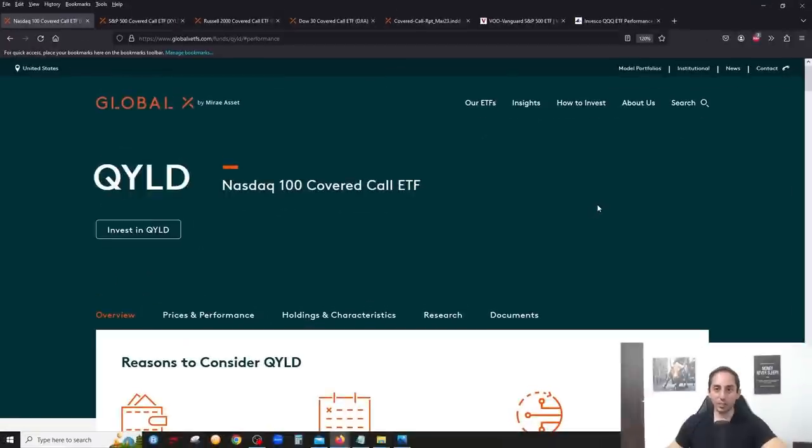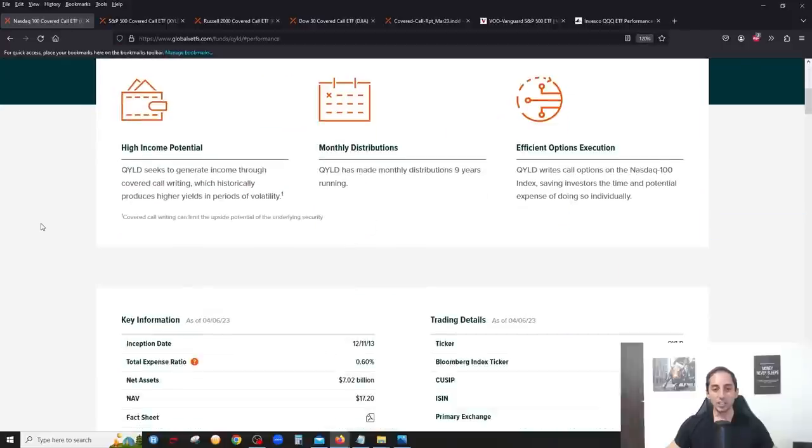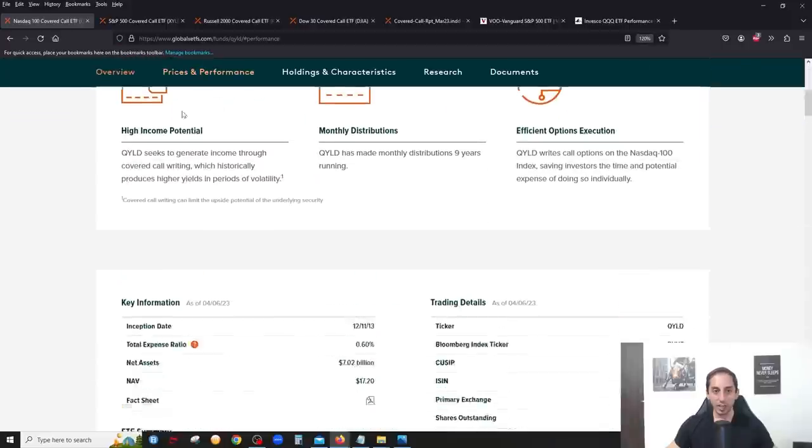So the last couple of things I want to talk about is the actual performance of QYLD, which is the NASDAQ 100 covered call ETF, and we'll compare it to QQQ, which is just a regular NASDAQ 100. Covered call ETFs, everyone, typically outperform when the market is very volatile, flat, or going down because of those big option premiums. They cushion. You have a cushion or a safety net when stock prices go down. So let's just see the performance, because you'll actually see that it's true.